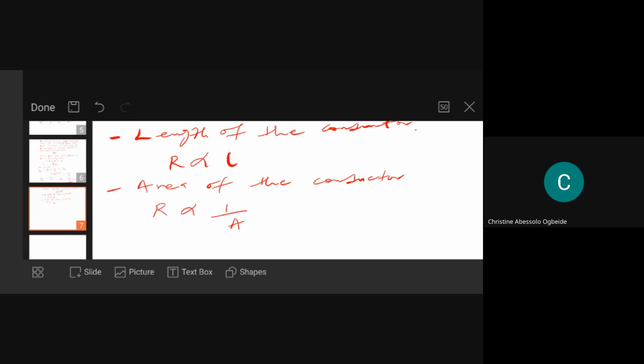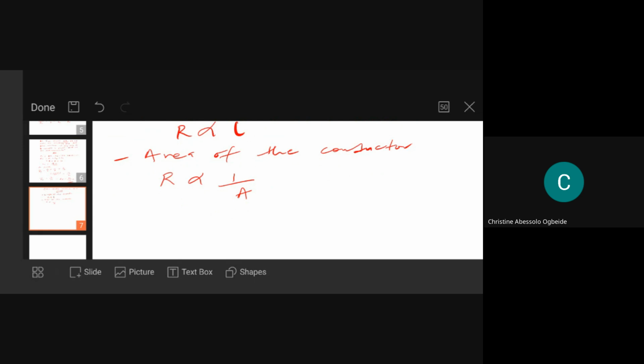All right. Now the third one is the nature of the material. So you might be asked to explain or write out maybe 3 or 4 factors that affect the resistance of a wire or a conductor. That's exactly what I'm writing out here. So nature of that conductor.